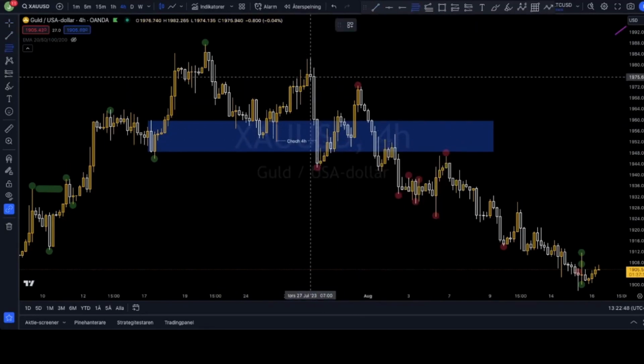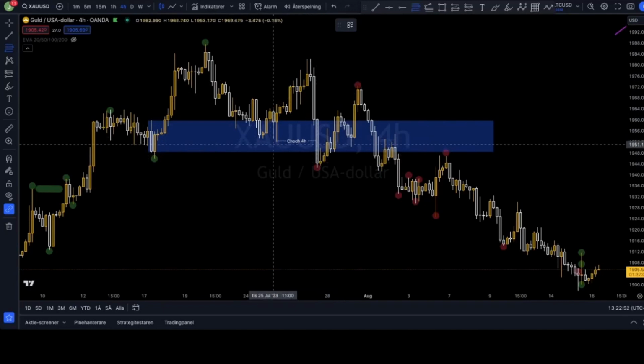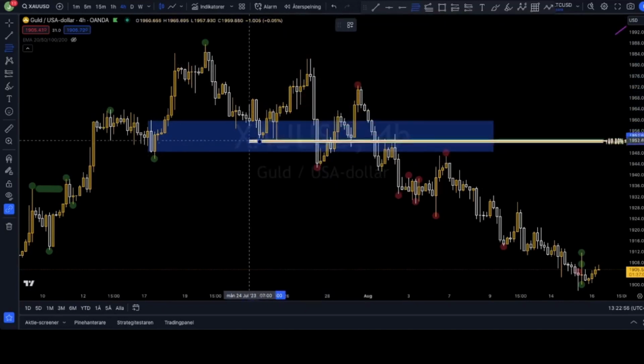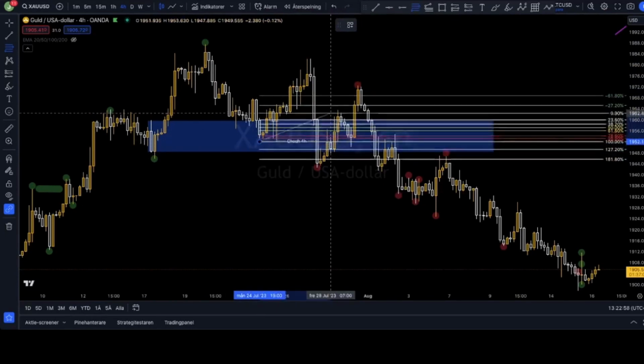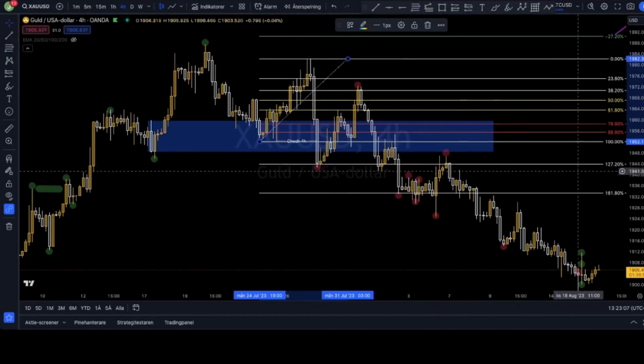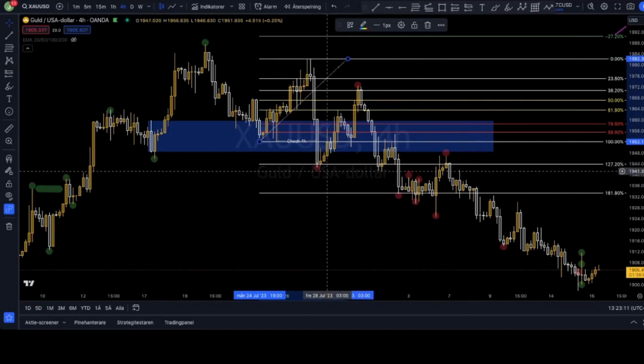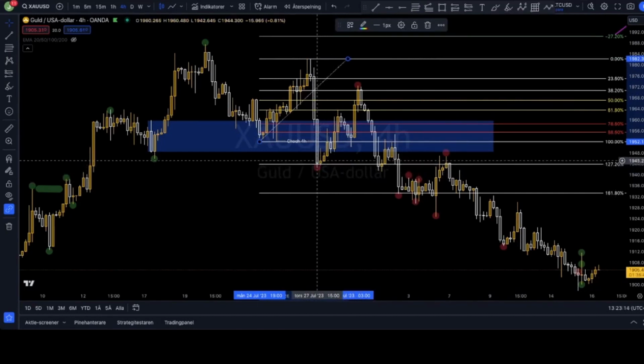How do we know how far it's going to drop past this change of character? Well, this is when Fibonacci comes into play. So we pull it from the lowest point, which is here, to the highest point. And what do we see? The Fibonacci extension, the 127.2, is perfectly aligned as support for this break downwards. All right, and it bounces off that level.